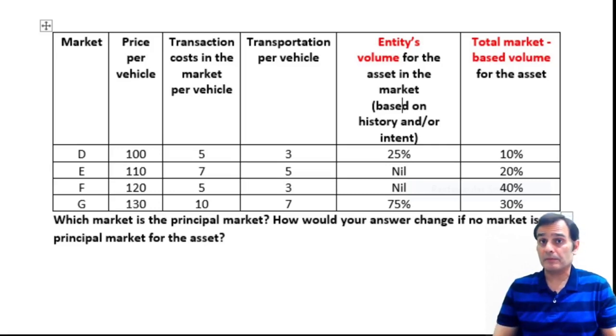Now that is step number 1. Now, once you've identified in step number 1 that F is supposed to be the principal market, we need to go to step number 2 and ask ourselves, is the entity able to access this market on the measurement date?